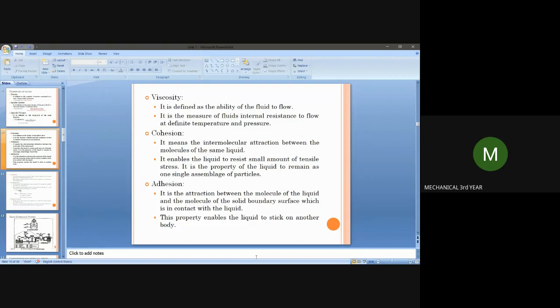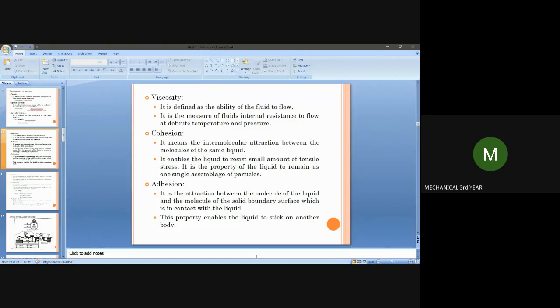What happens is when you put your hand in a drop of mercury, it expands to some extent, and when you take your finger off, it tends to regain its original shape. That is the tensile stress here. So it is a property of the liquid to remain as one single assemblage, as I already said. It tends to remain in one single package. That is called cohesion.